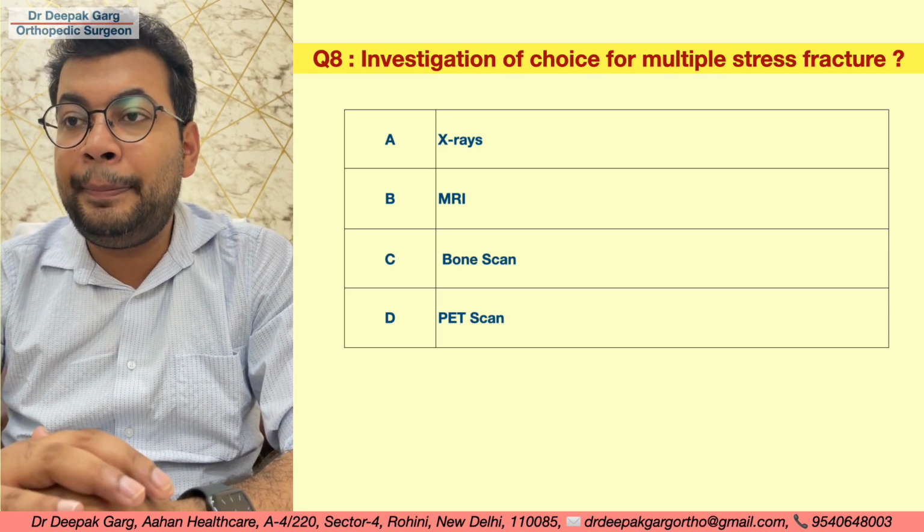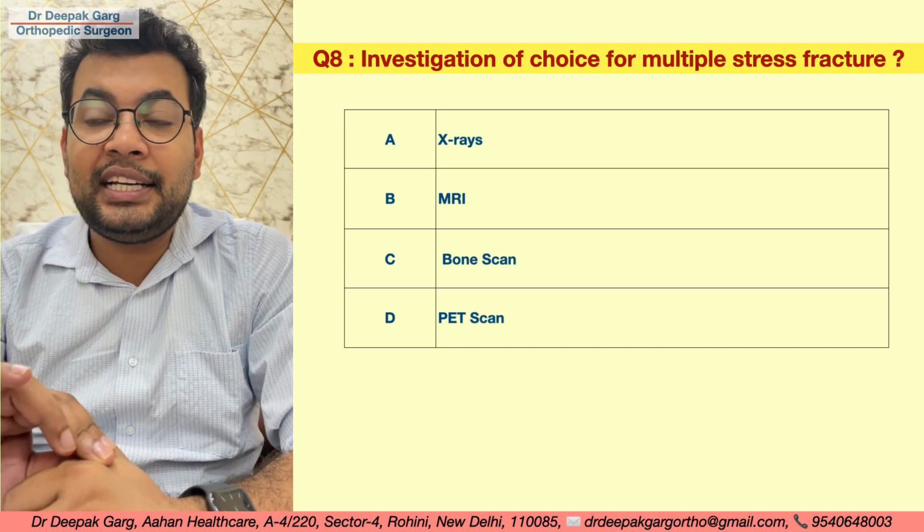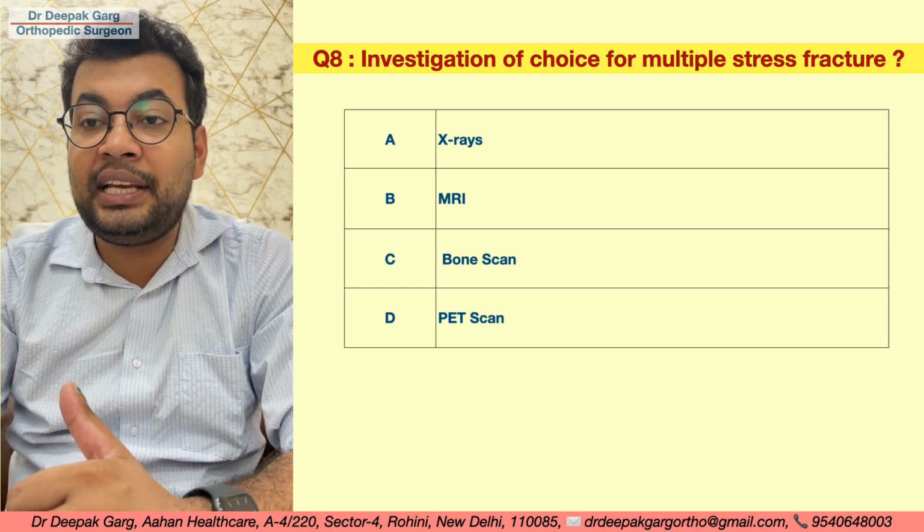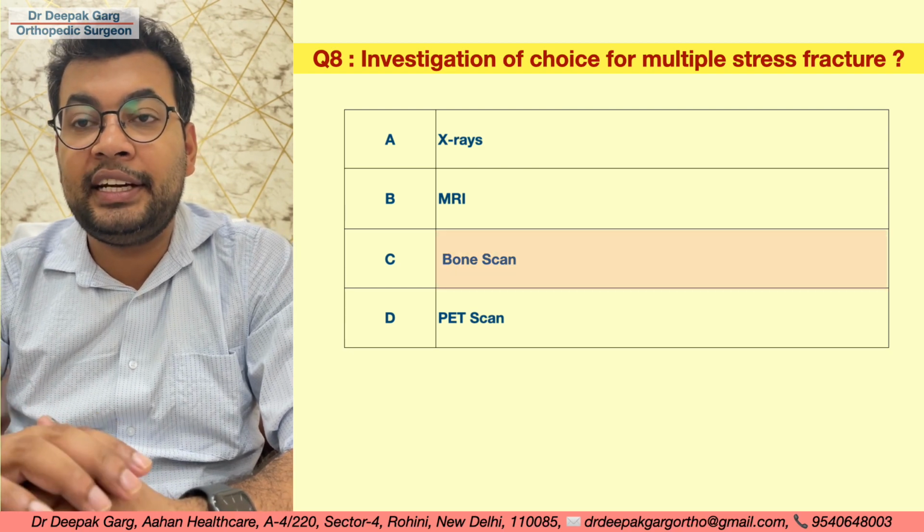Investigation of choice for multiple stress fractures. For a single stress fracture it is MRI, but for multiple it is bone scan. So the answer is C, bone scan. Let's look at the details.